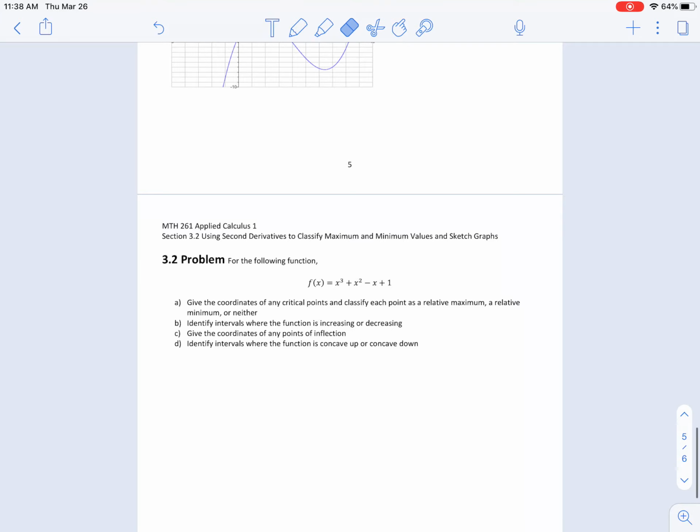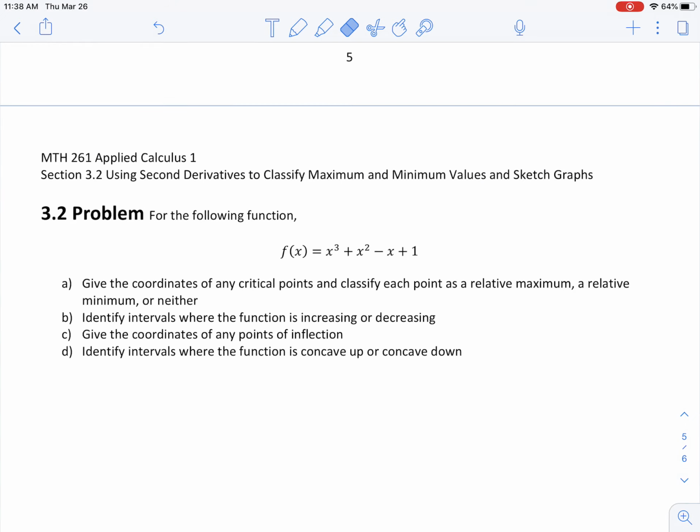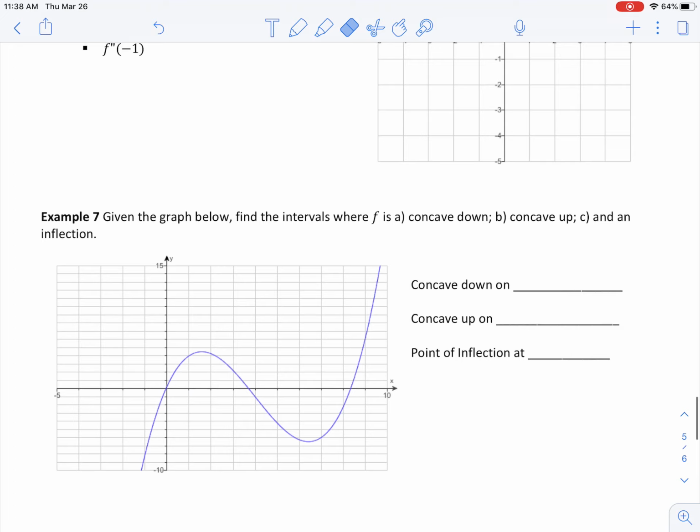If you watched the first two lessons, then you are actually ready for the 3.2 daily problem. The submission link is on Canvas, so you can try part A, B, C, D and submit it for me. Please do so before Sunday so that I can give you feedback in case anything is wrong, okay?